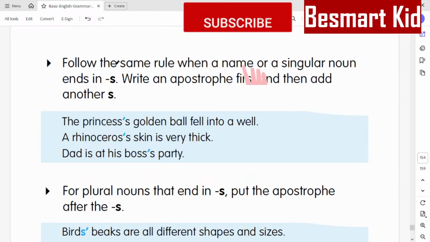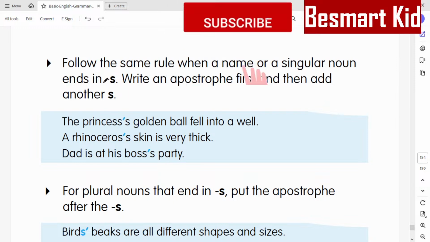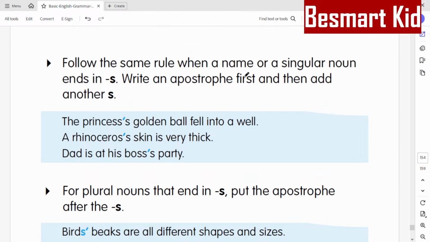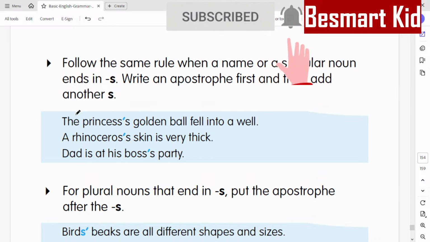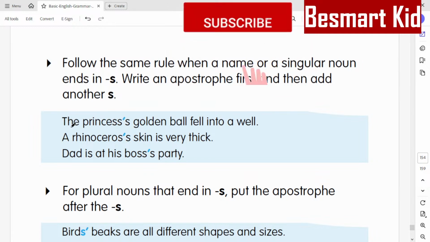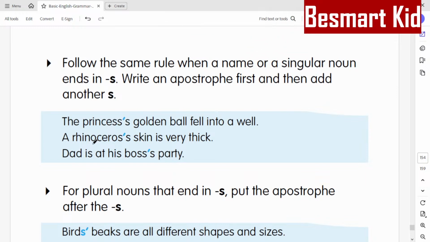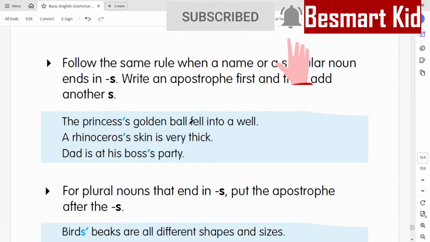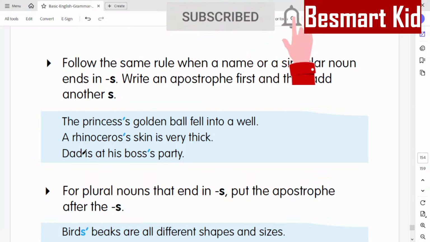Follow the name's rules. When a name or a singular noun ends in S, write the apostrophe first and then add another S. The princess's golden ball fell into a well. A rhinoceros' skin is very thick. That is at his boss's party.